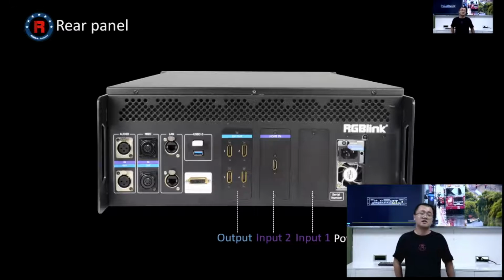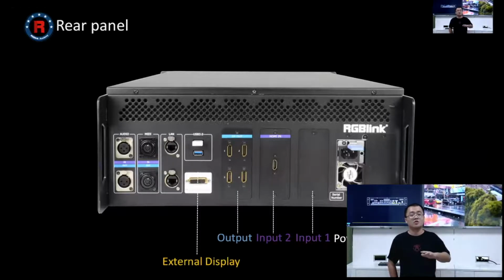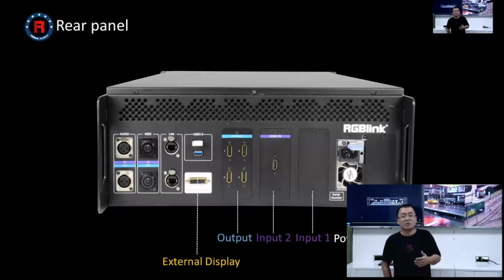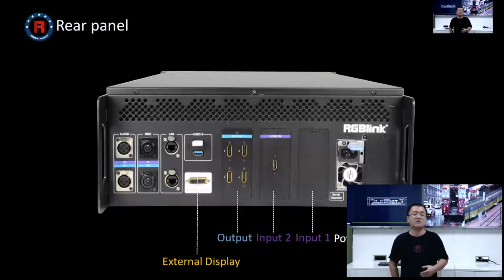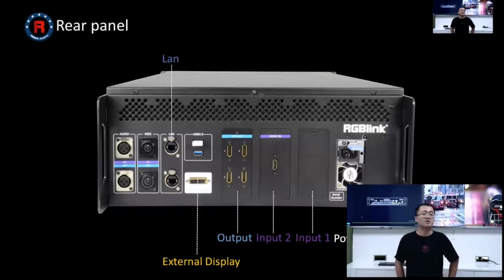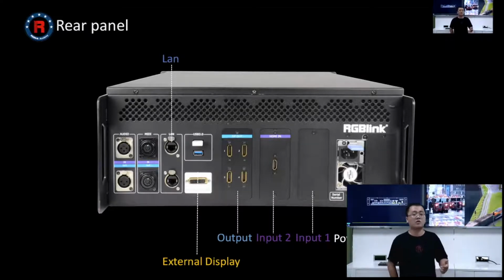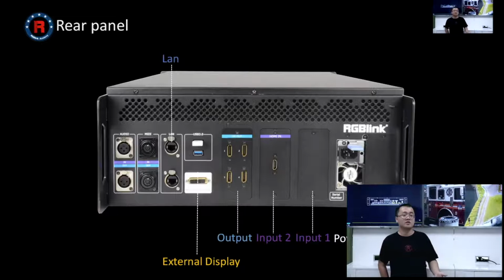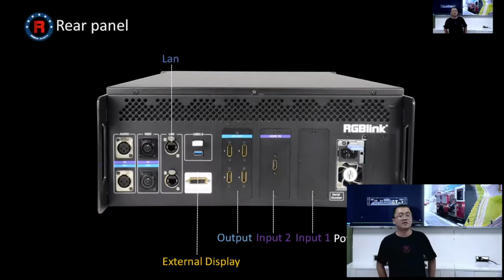The next is the DVI output. Yes, I introduced it before. Use this DVI output, you can extend the display and show more details about the control software and the UMS. And next to the DVI are 2 LAN ports for the redundant feature. The next is the MIDI ports.